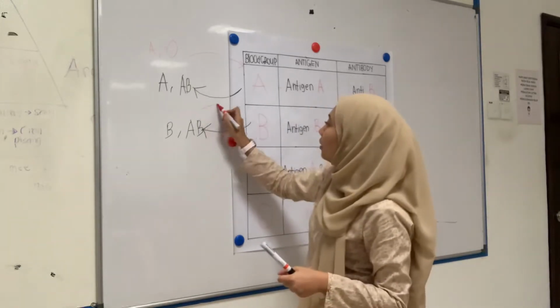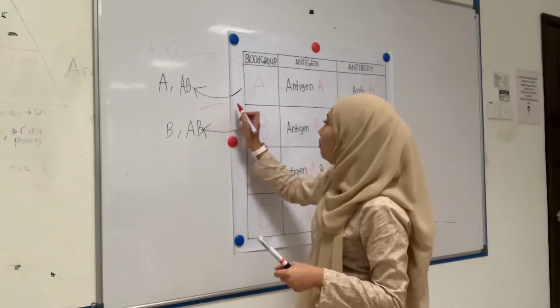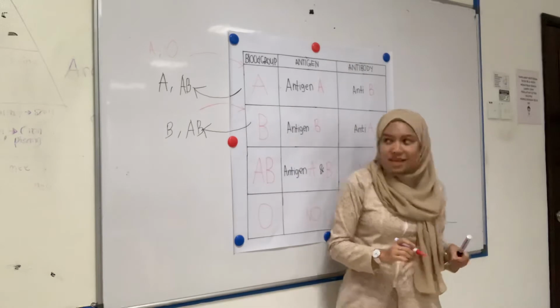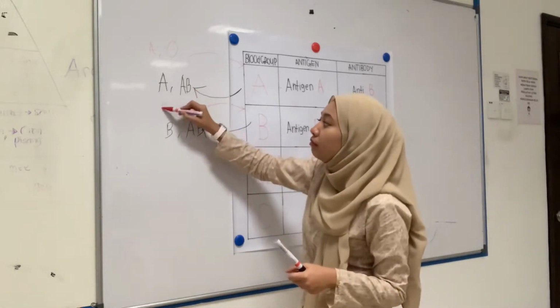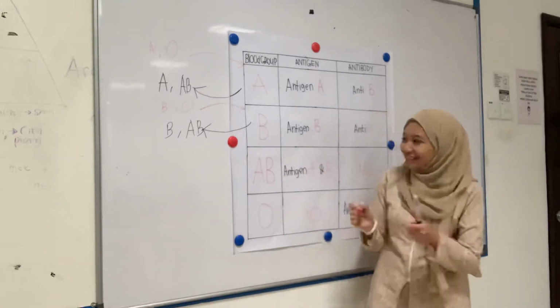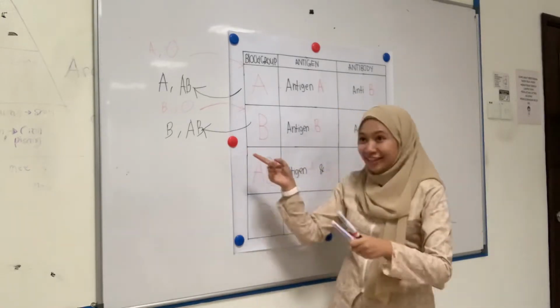What type of blood can a B individual receive? B and O. Yes. Why is it O? Because it's the universal donor. Okay, thank you so much. Okay, so that's it.